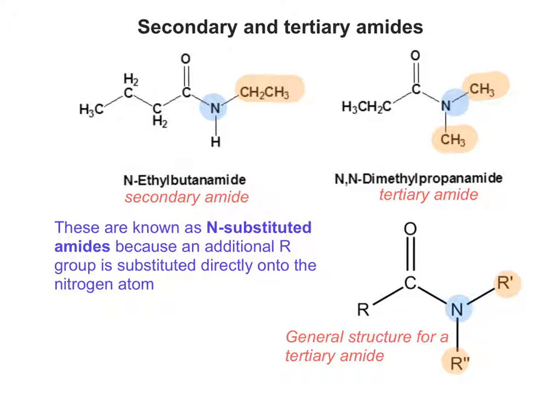In terms of their classification, N-ethyl butanamide would be a secondary amide, and N,N-dimethyl propanamide would be a tertiary amide. It's interesting to note in the name for the tertiary amide that there's an N twice, because it's been substituted twice. A little diagrammatic summary of the idea of primary, secondary and tertiary amides can be seen at the bottom left hand corner of the screen.